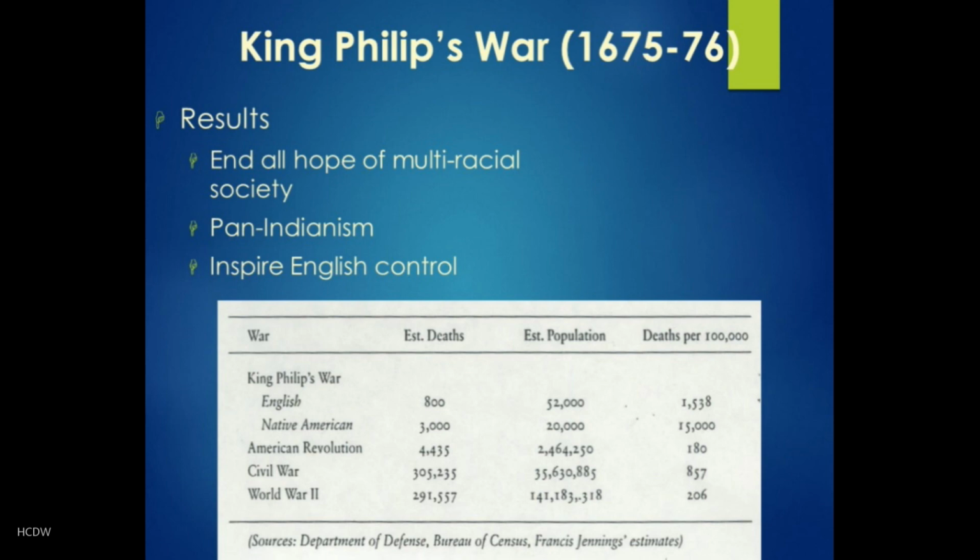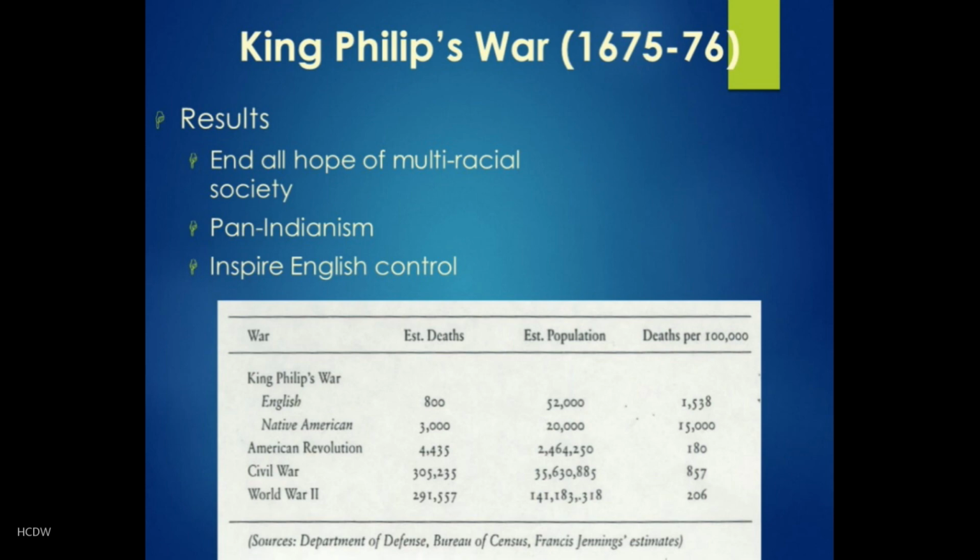So what were the results of this incredibly brutal war? Well, first of all, it really ended all hope of a multiracial society, or at least a happy, cooperative multiracial society in that region. As I mentioned, the Indians are essentially eliminated after this.